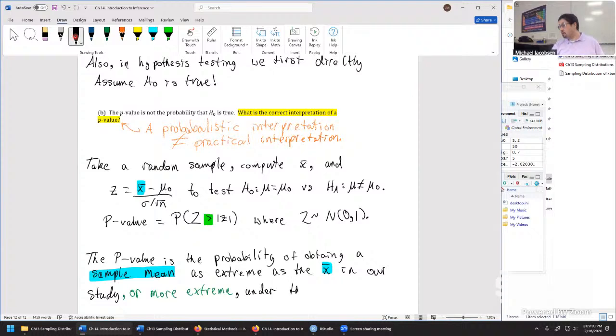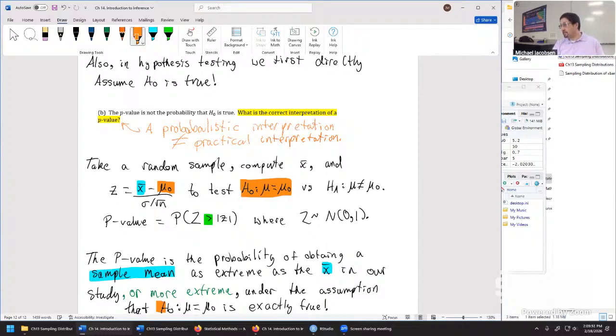Under the assumption, there's an extra assumption here, meaning this is a really complicated conditional probability. Not the kind of conditional probability you'd see in ordinary probability class. It's on a condition you made a big assumption about the population itself. It's under the assumption that the null hypothesis is true. Under the assumption that H naught, mu equals mu naught, is, just to emphasize, let's say exactly true. So it's quite a statement.